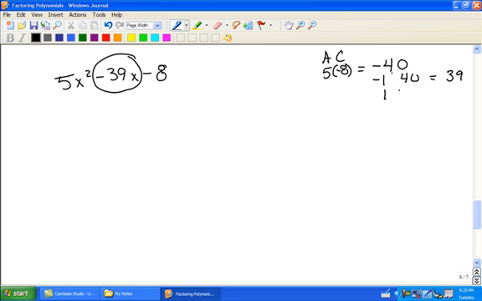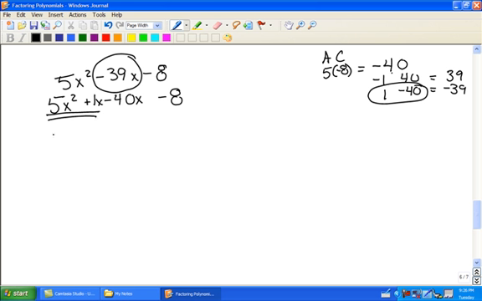So if we take a positive 1 and negative 40, that's going to add together to give us the negative 39. That's what we need to replace the middle term with. Keeping the 5x squared, keeping the negative 8, replacing the negative 39x with a positive 1x and a minus 40x, and then factor by grouping.